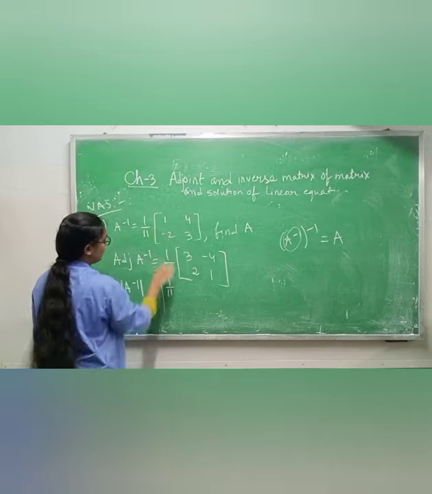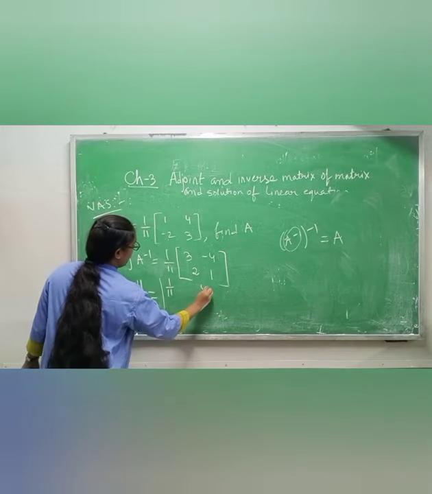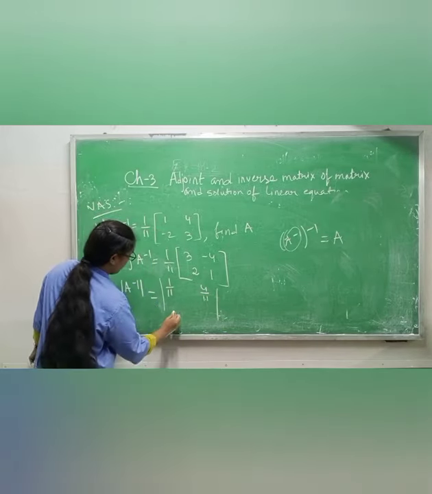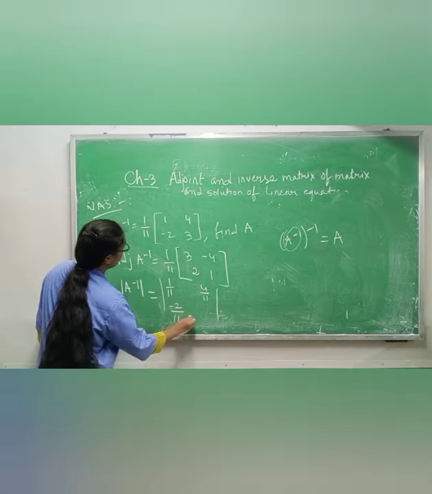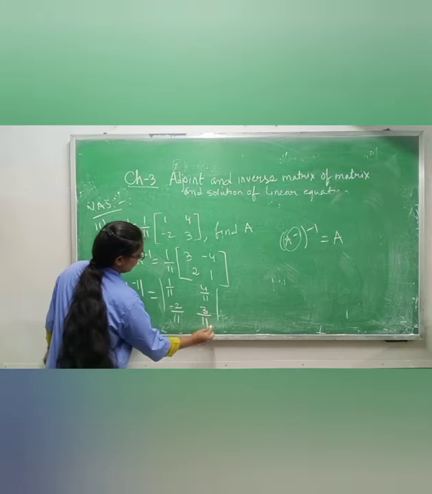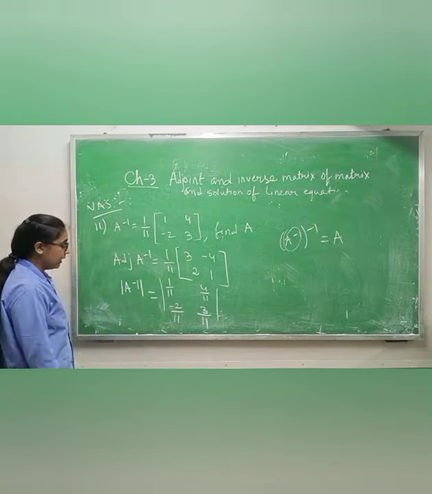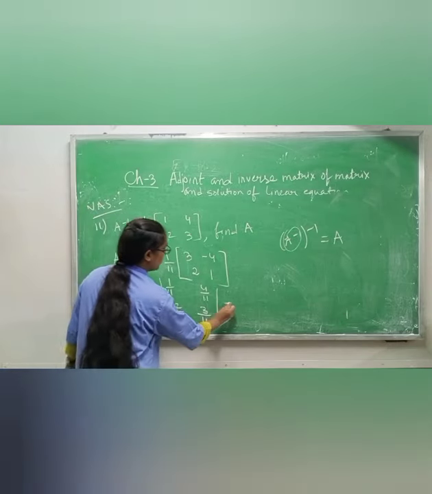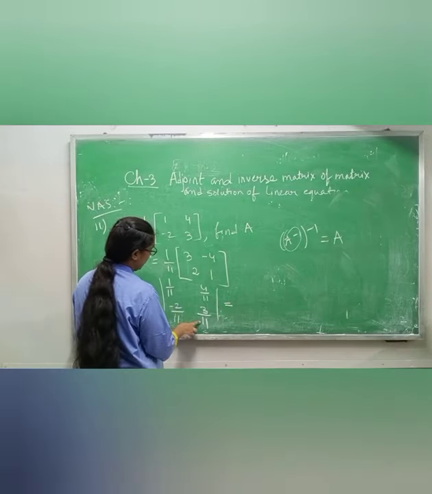1 by 11 into 1 by 11. Then 4 by 11. Then minus 2 by 11. Then 3 by 11. Okay, so this one you will get. After this you have to find the determinant. What you will do? Cross multiplication.